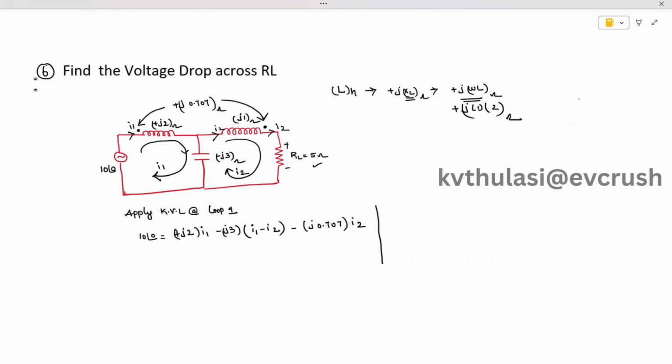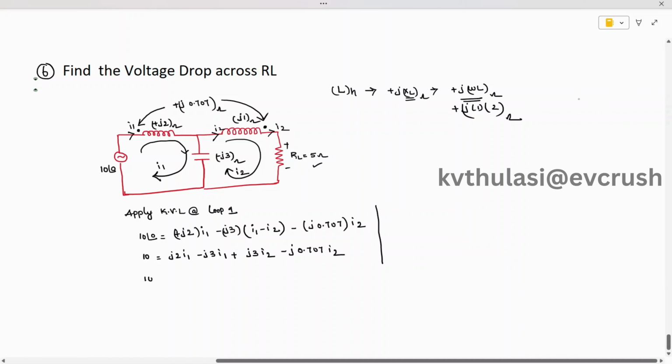Let's try to simplify I1 terms and I2 terms. So I can write 10 is equal to j2 I1, this is minus j3 I1, so this is minus into minus, how much? Plus, which is nothing but j3 I2. Okay, and this is nothing but minus j 0.707 I2.